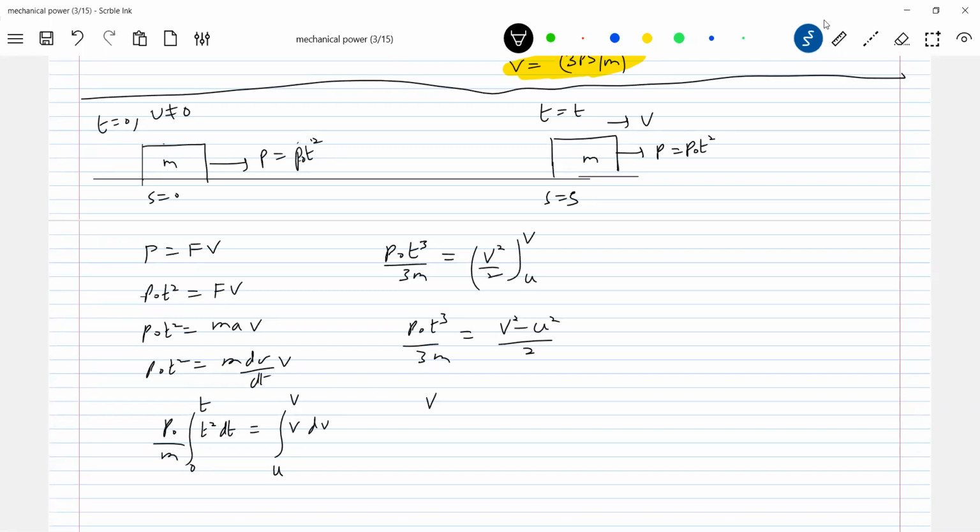We wanted the expression for v. So this should be v equals square root of 2 P naught t cube by 3m plus u square. Okay, this is the expression for the speed of the block at any time t. What about the position? I think here I'm going to write m dv by ds, but you see here a function of time is there, no?